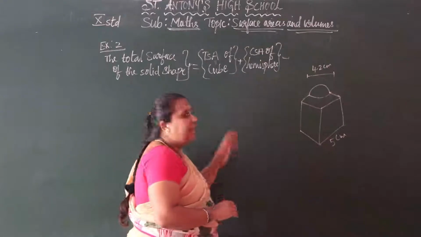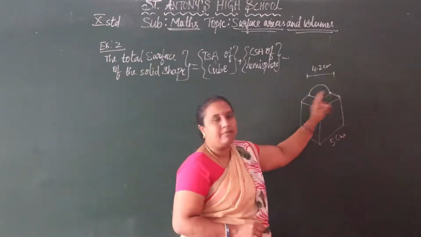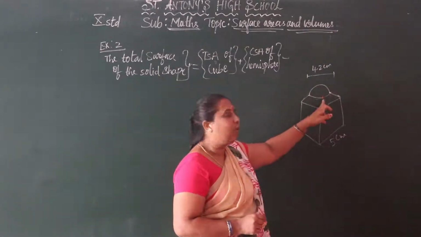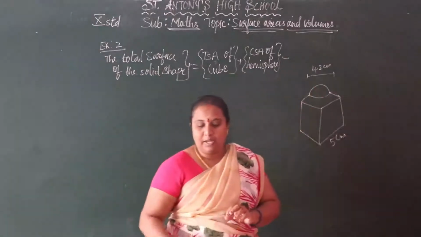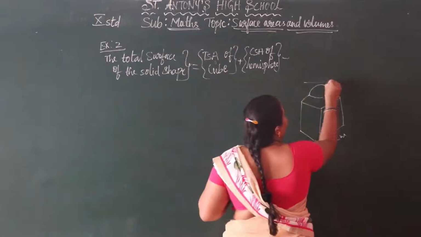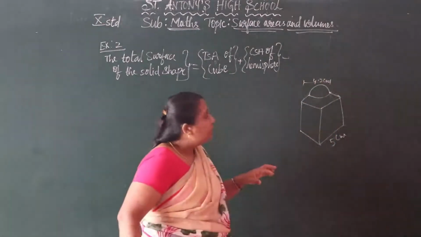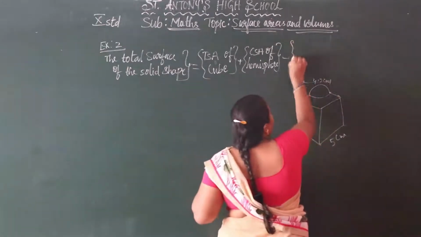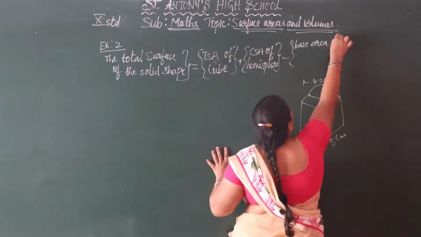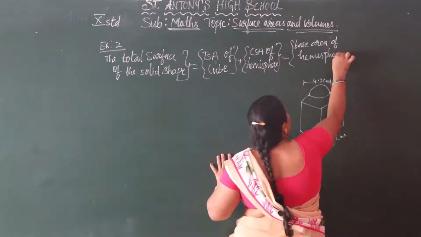So what do we want to subtract from that? We have to subtract the flat surface of the hemisphere. From the cube's 6th base we are removing that flat surface. Understood? The flat surface or base area of the hemisphere, diameter 4.2 centimeter. We have to subtract that base area of the hemisphere.